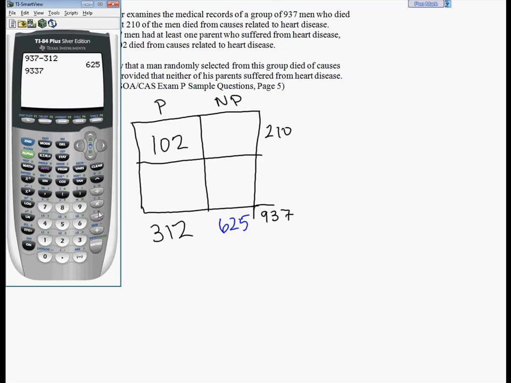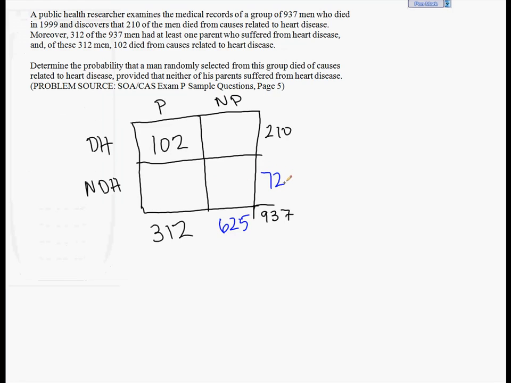Similarly, I could do the same thing here. 937 minus the 210 will tell me how many people did not die of heart disease. And I accidentally have an extra number in there. So 937 minus 210 gives me 727 people who fall into this category. So I'll do the same thing here. This one I'll just do by eyeballing it.